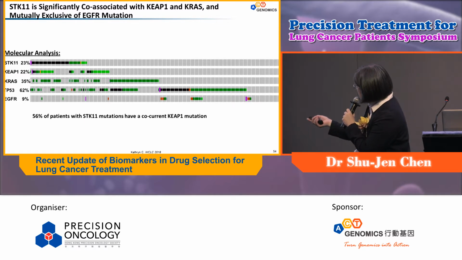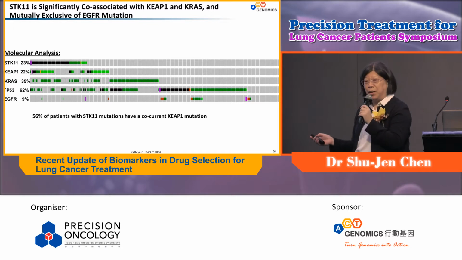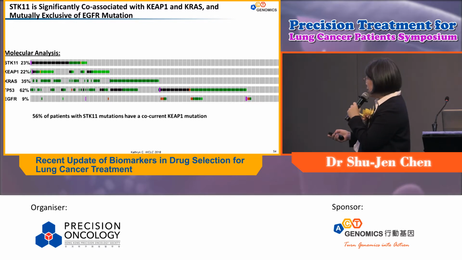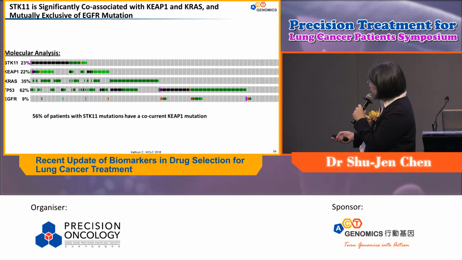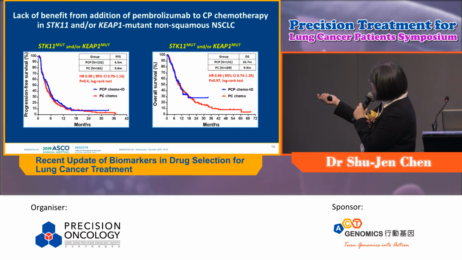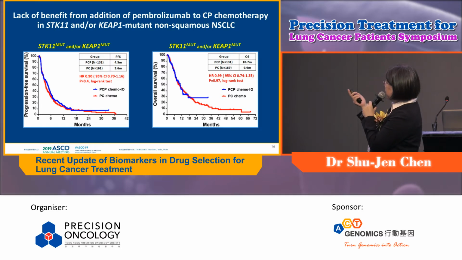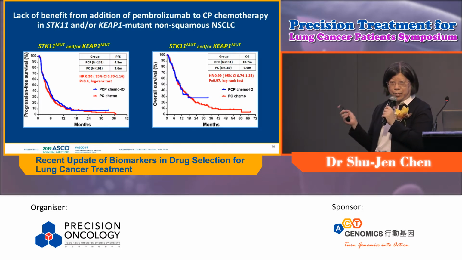Here we can see that STK11 is frequently altered in non-small cell lung cancer. So here you see about 23% mutation. And it quite frequently co-occurs with KEAP1. And these two mutations actually display a complete lack of benefit, either by immunotherapy alone or even in the setting of immunotherapy plus chemo.